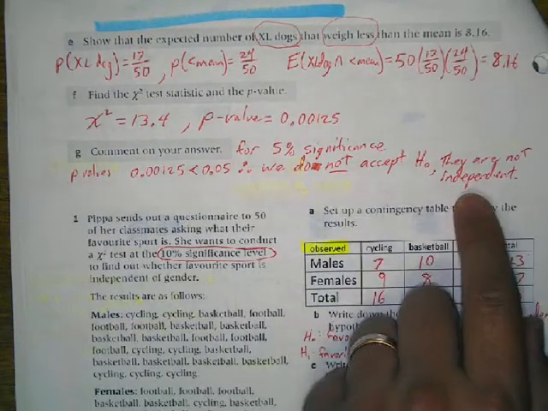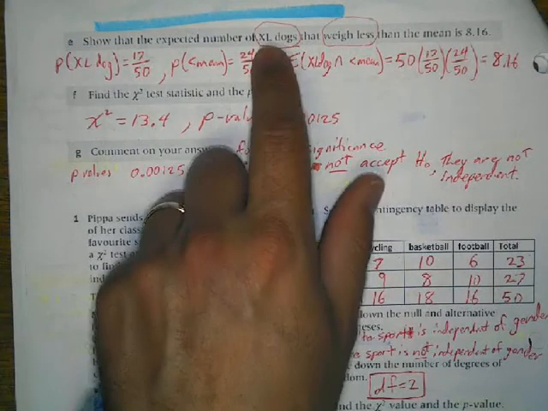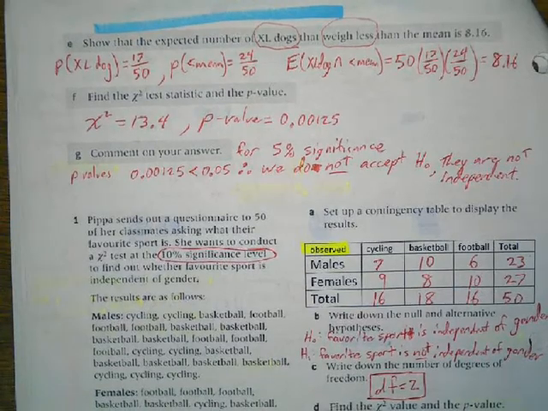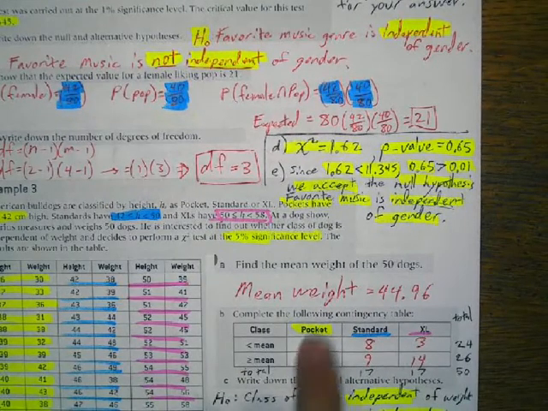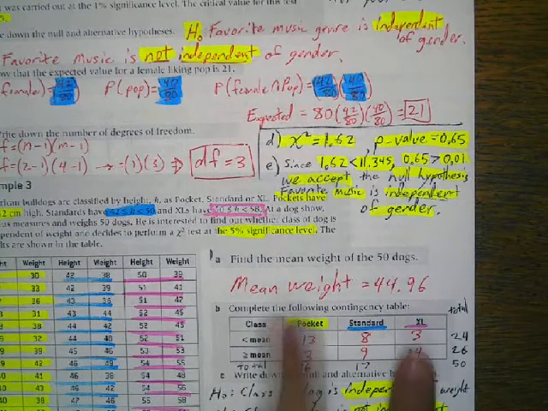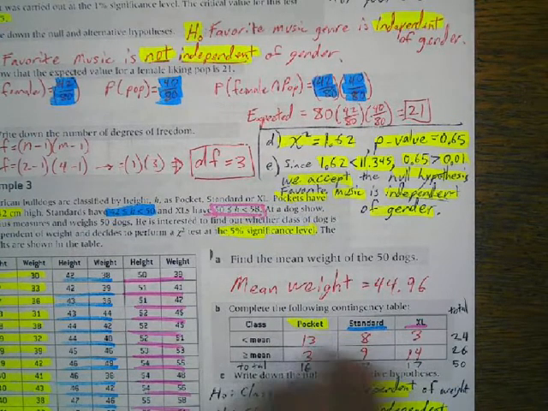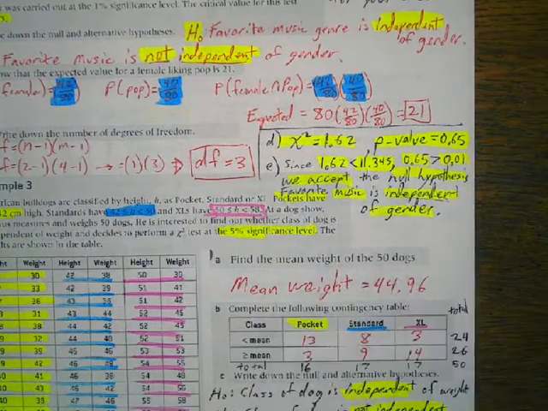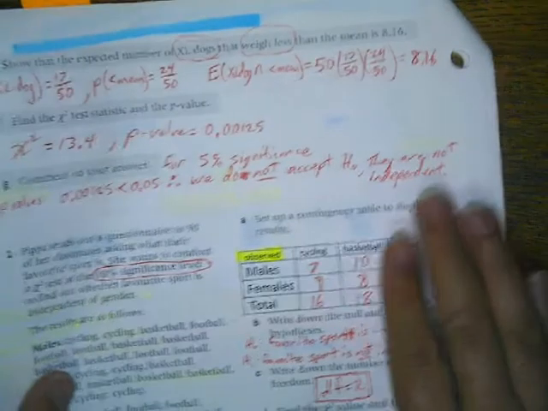So basically, the type of dog and its weight are not independent. And that actually makes sense when you look at it, because doesn't it look like the pocket dogs, there's more of them that are smaller, and the XL dogs, there's more of them that are bigger. So it does seem that there is some sort of correlation between the weight of the dog and the size of the dog, which would mean that they are not independent.